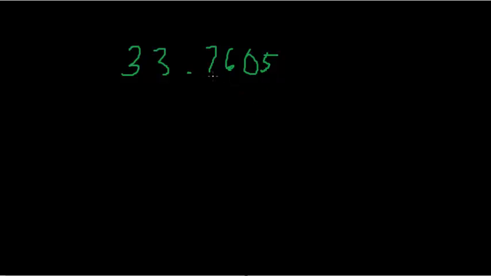So here, 7,605 10,000ths. Okay, so the full number would be 33 and 7,605 10,000ths. Another number, 2.04, I would say that as 2 and 4 hundredths.